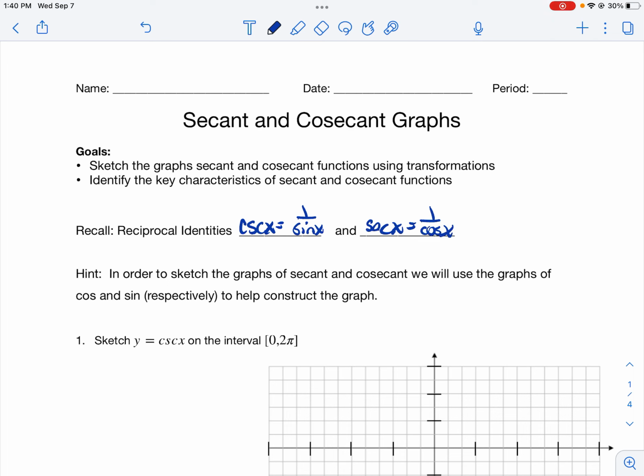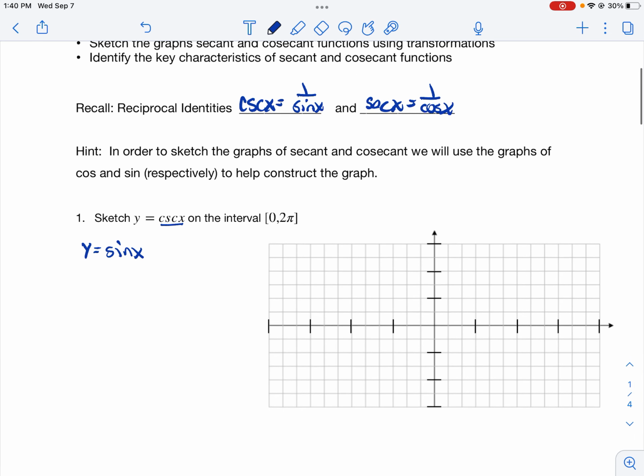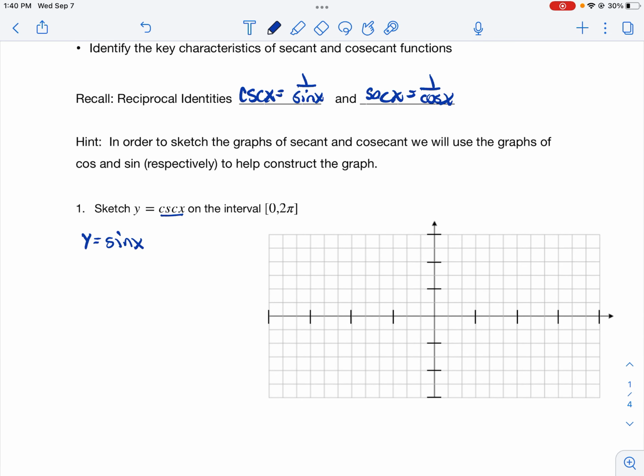And so anytime we're asked to graph the cosecant graph, we're first going to graph the sine graph. And then we're going to do 1 over each of our points, our values. So if I'm asked to graph y equals cosecant of x, I'm first going to graph y equals sine of x. So that's pi over 2, pi, 3 pi over 2, and 2 pi.